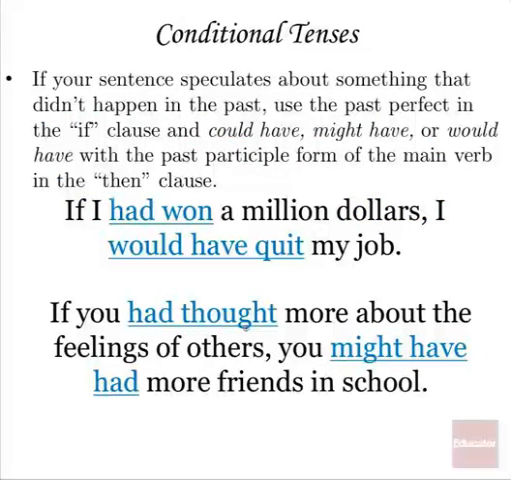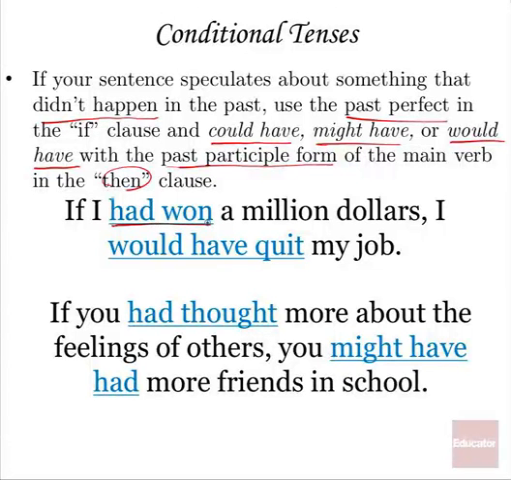All right, if your sentence speculates about something that didn't happen in the past, you use the past perfect in the if clause and could have, might have, or would have with the past participle form. Remember, that's usually the ed form, or the one you use for the simple past tense, of the main verb in the then clause. If I had won $1 million at some point in the past, I would have quit my job shortly thereafter. If you had thought more about the feelings of others back before you were a hermit living on a desert island, you might have had more friends in school. Again, this implies that the person you're speaking to is no longer in school, so if you had thought, then you might have had.